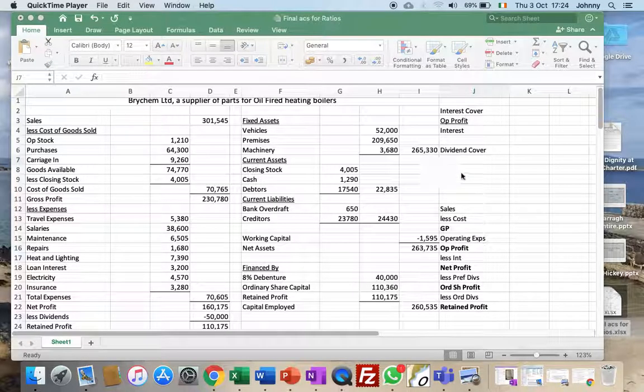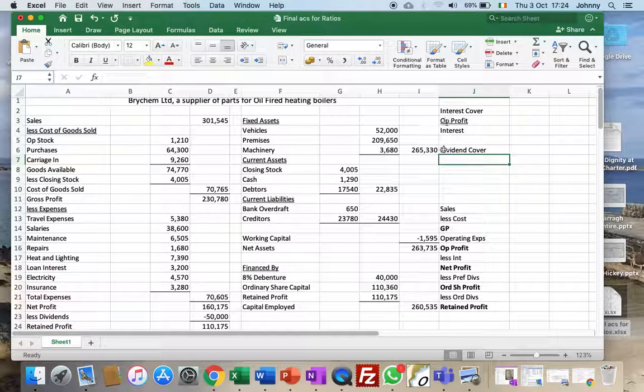Okay, I'm looking at the cover ratios here, so interest cover and dividend cover. To go through where we get these formulas from, I've listed the different profits that a business makes. We have sales less cost, that gives us our gross profit. Take away our operating expenses, the regular bills that we have, insurance, rent, that kind of stuff, and that gives us our operating profit.